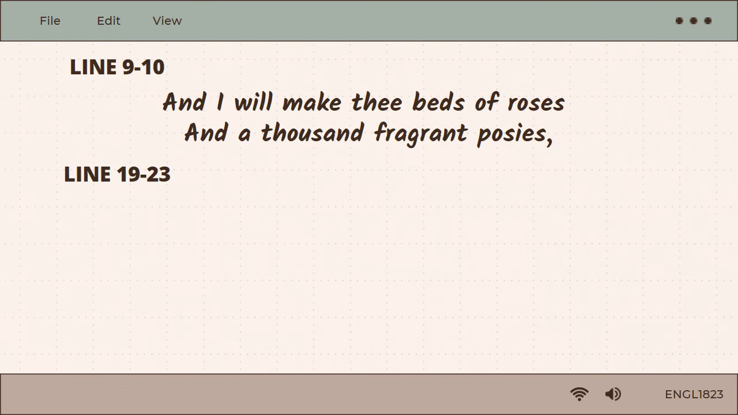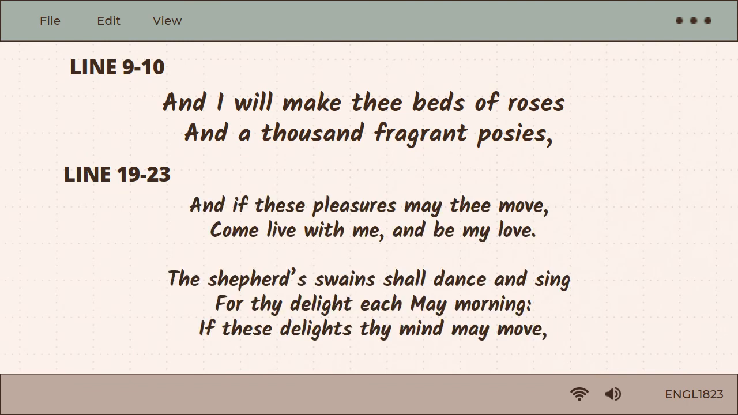For lines 19 to 23, the use of the word move at the end of both these lines underscores the stimulating sensory atmosphere of the poem. Being moved by pleasures and delights implies an emotional and physical response as opposed to boring old thoughts.